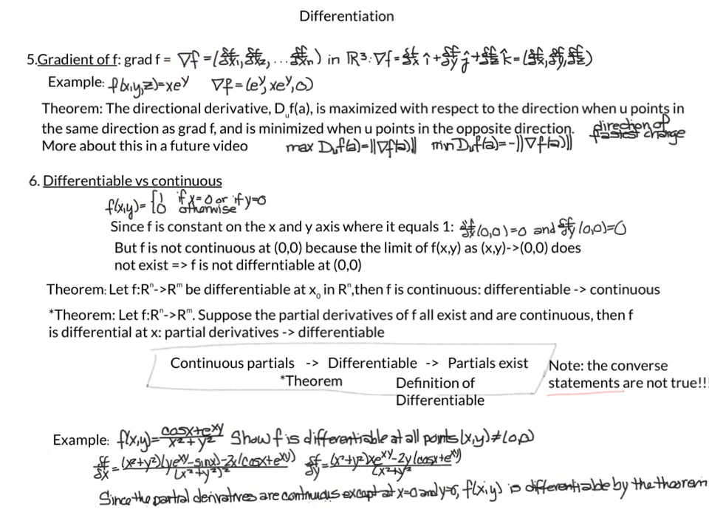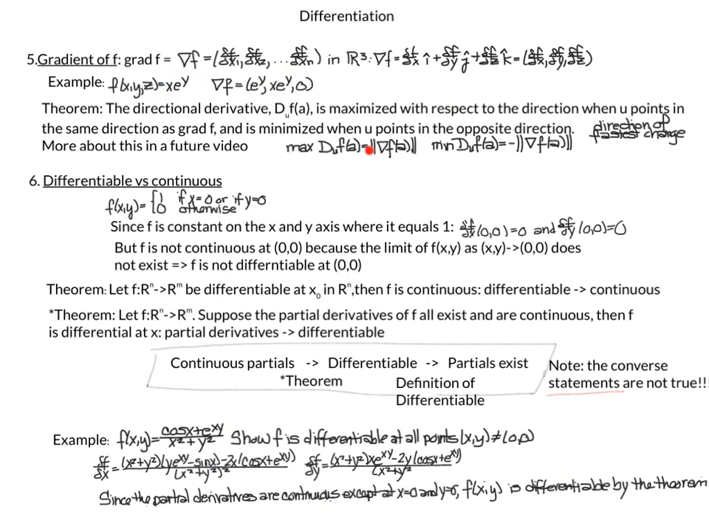So the gradient of f is all the partial derivatives with respect to the different variables. And now, again, we're talking about f being a scalar function. So our example is f is equal to x e to the y. So the gradient of f is the partial derivative with respect to the first variable, partial derivative with respect to the second variable, and partial derivative with respect to the third variable. So with respect to x, we get e to the y. With respect to y, we get x e to the y. And with respect to z, we get 0.